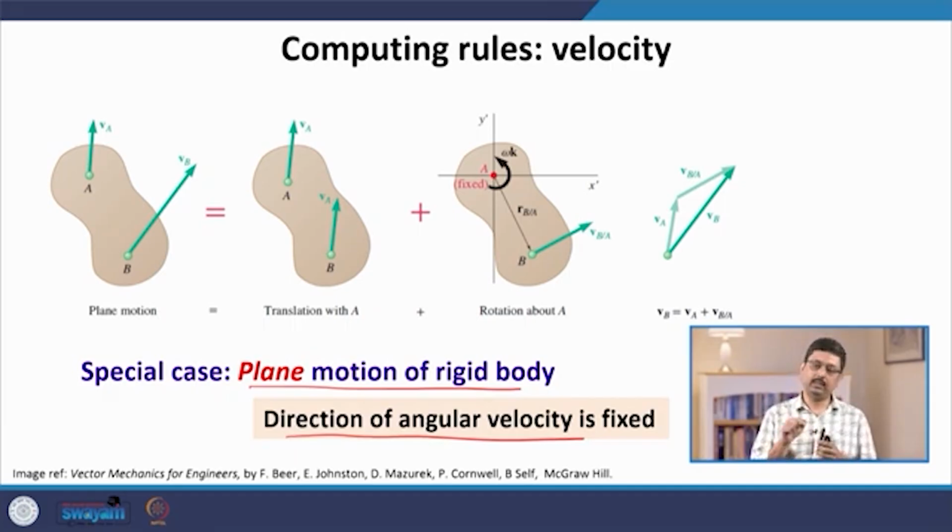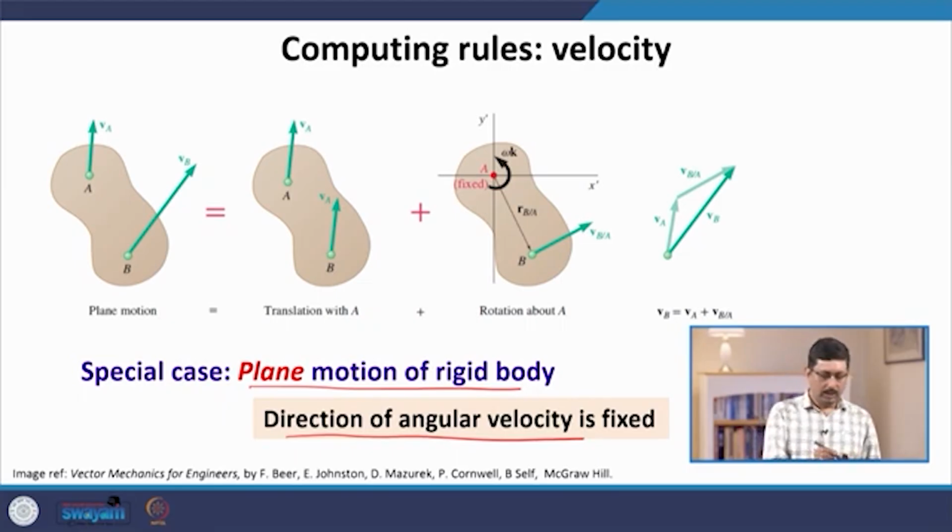This basically means that in the rotational part of the motion, the axis of rotation is not changing with time. Our goal is to develop a systematic strategy to analyze a combination of translation and rotation. So we are going to talk about some computing rules for different quantities one by one. Our basic strategy is the following.